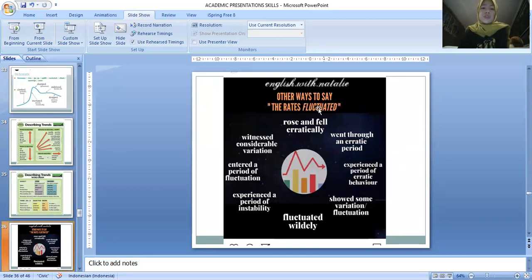And then other ways to say the rates fluctuated. Yeah, you have to know that fluctuated can also be stated in another way, such as rose and fell erratically, went through an erratic period, experienced a period of erratic behavior, showed some variation, fluctuated wildly, experienced a period of instability, entered a period of fluctuation, and witnessed considerable variation.